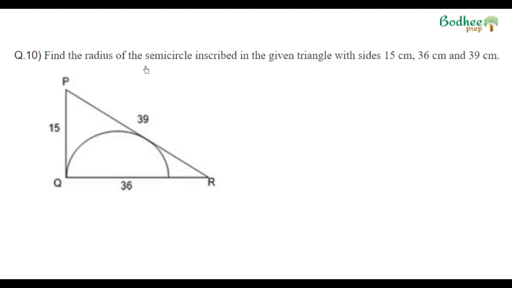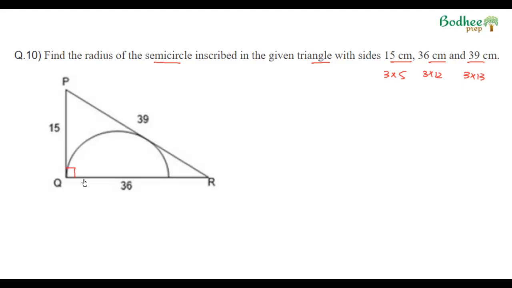Now in this question, we have to find the radius of the semicircle which is inscribed in a triangle whose sides are 15, 36 and 39. If you closely observe, 39 is equal to 3 into 13, 36 is equal to 3 into 12 and 15 is equal to 3 into 5. So effectively it is a 5, 12, 13 triangle multiplied by 3. So this angle has to be 90 degree, right? Because this is a triplet which follows the Pythagoras theorem.